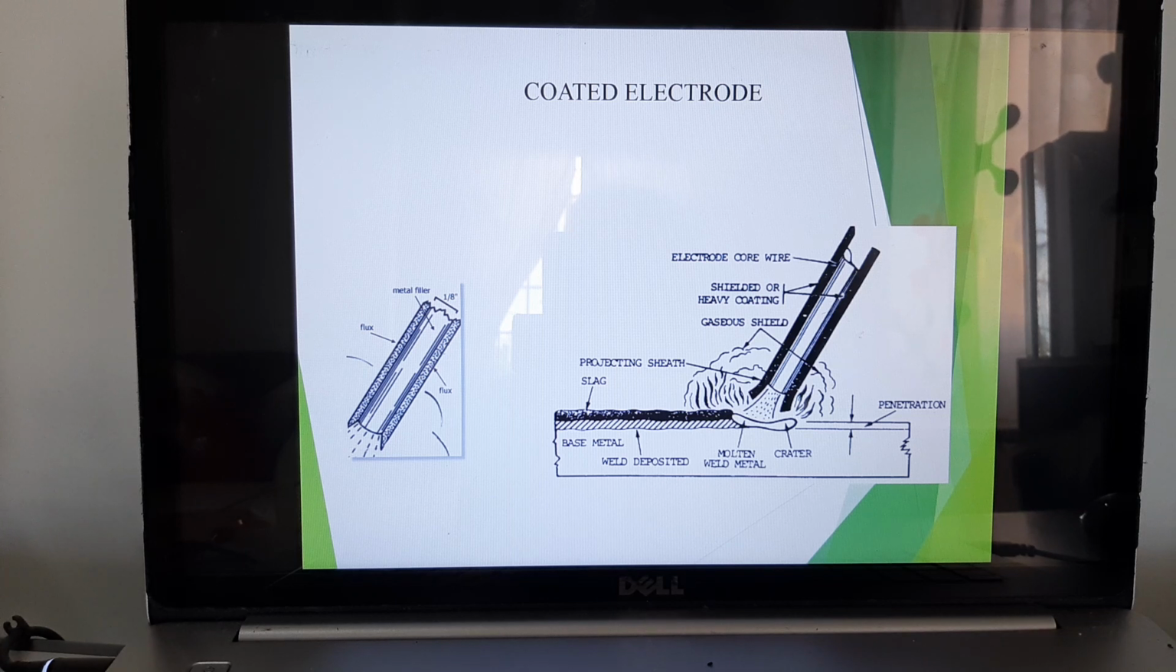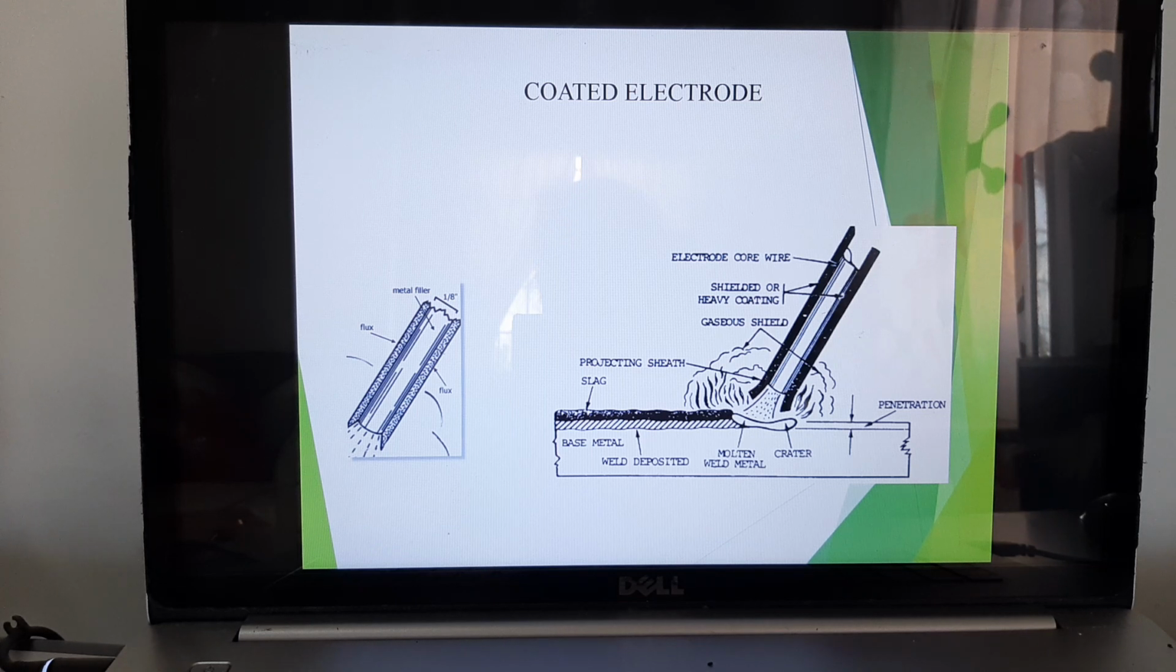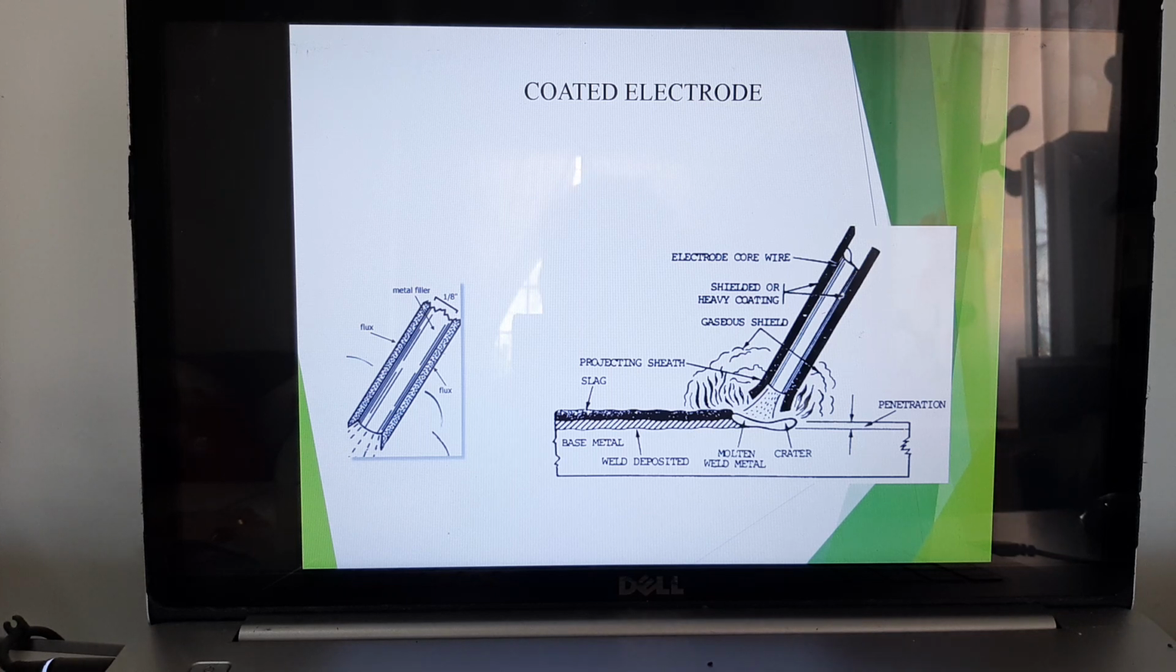That shiny weld is your actual weld, and the black or dark material that you cracked open and removed was your slag. So basically, if your electrode has coating, the coating will neutralize all these impurities or oxides, and it will allow them to float on the surface of your weld.